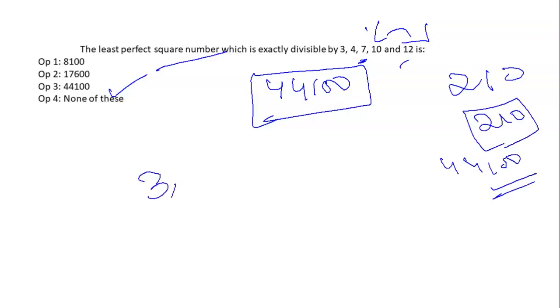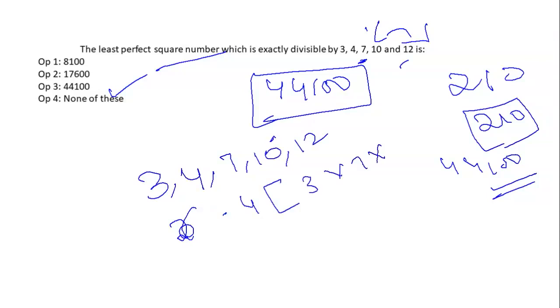So, okay, we'll see. LCM mentioned 3, 4, 7, 10, and 12. So, what do I get here? Common values 2. So, probably 4 itself. So, I'll get 3 into 7 into. So, 2 we have to get 4 itself. 3 into 7 into 2 into 5 into 6. Again, do I have a 2? Yeah, 2 into 2. I'll get 3 into 7 into 1 into 5 into 3.